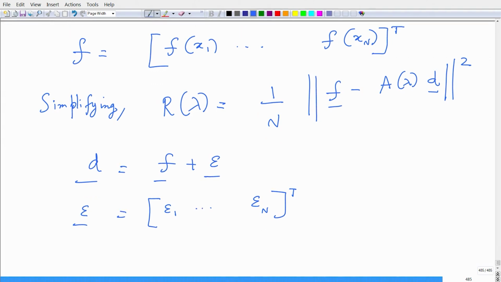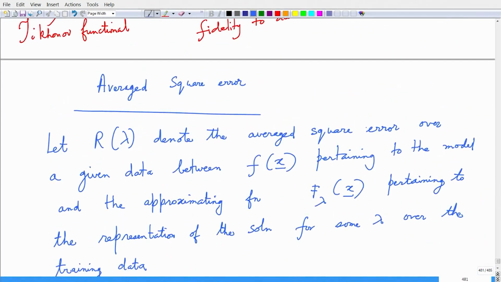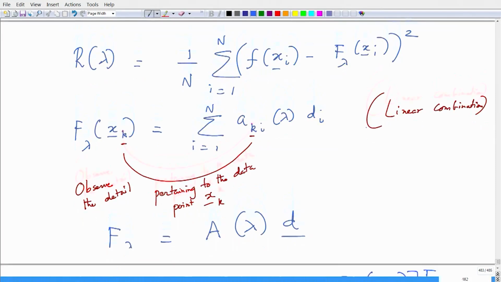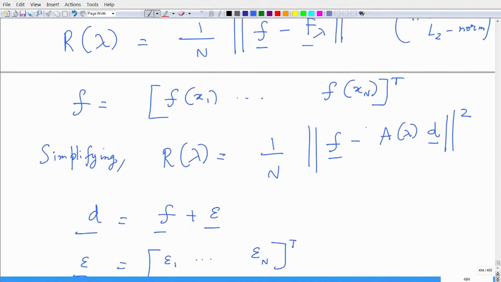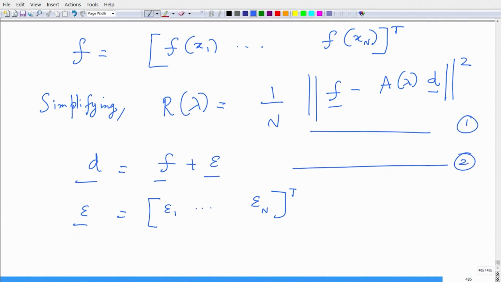Now let us simplify this further, right. I do not have any equation numbers in this setup. So maybe I will start with some numberings. So let me call this equation number 1, I call this equation number 2. Okay. So I plug equation 2 in equation 1, that is I express D equals F plus epsilon, and then I simplify this.